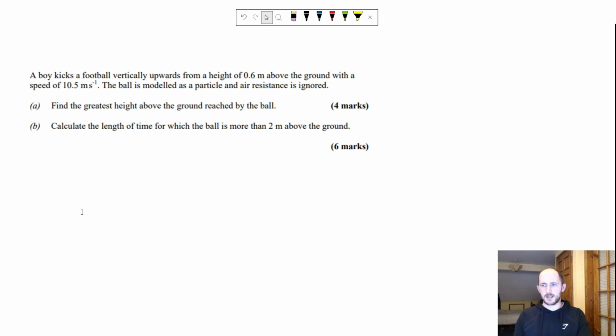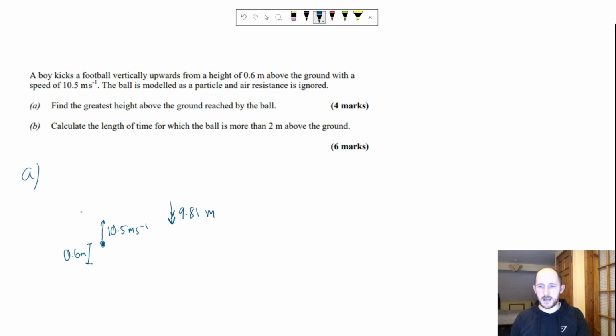If you include air resistance, acceleration is no longer constant because it varies depending on how quickly something is moving. So if we start off, as I always recommend, with drawing a little diagram, it doesn't need to be too crazy. So we have a ball, it is 0.6 meters above the ground. It's going up at a speed of 10.5 meters per second. And it has, of course, gravity acting downwards at a rate of 9.81.